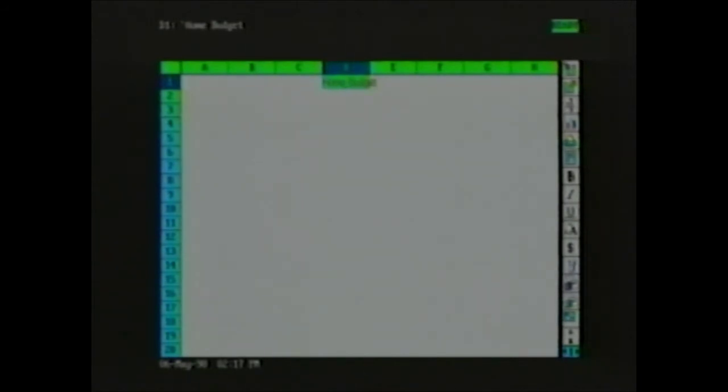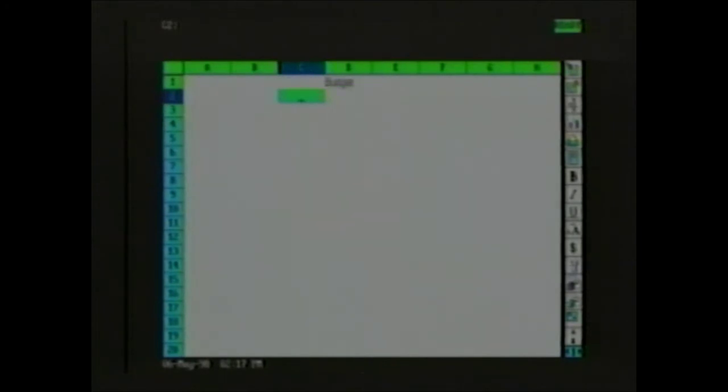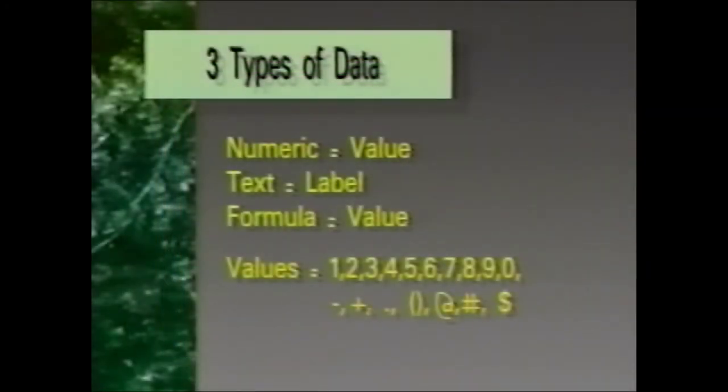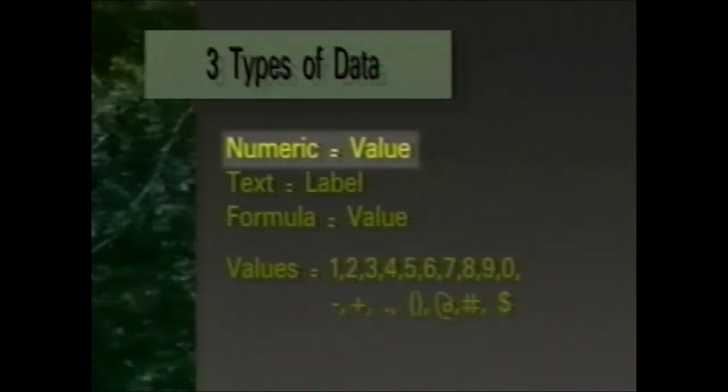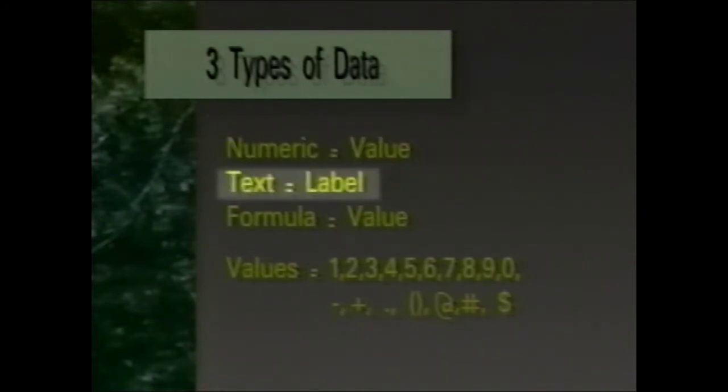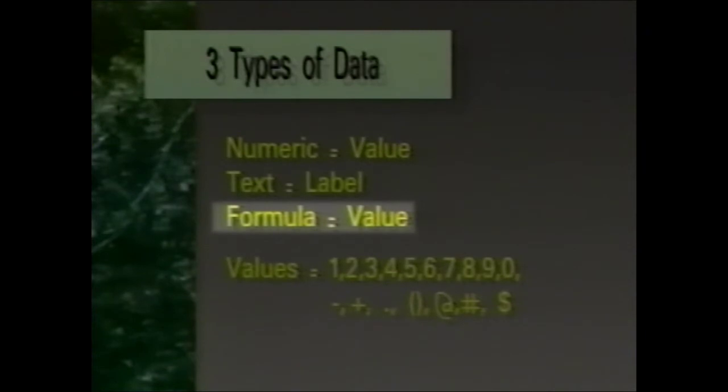When entering data into more than one cell, you don't need to press the enter key for each entry and cell. Just move the cell pointer to the next cell by pressing one of the arrow keys. Each cell contains one of three different kinds of data: numeric, known as a value in 1, 2, 3, text, known as a label, and formulas, which are treated as a value.